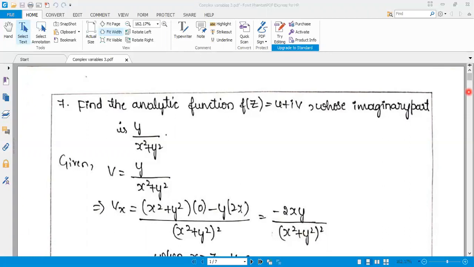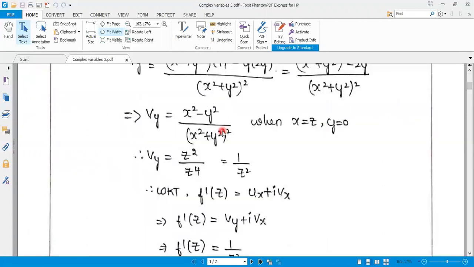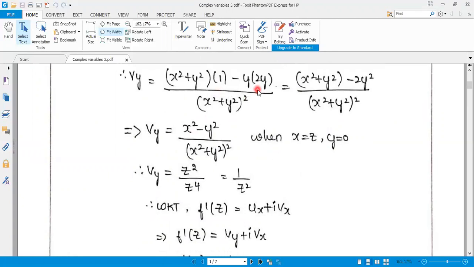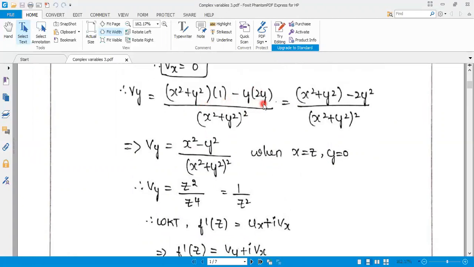Now similarly, differentiate v with respect to y partially by quotient rule. So denominator the whole square, denominator into differentiation of numerator minus numerator into differentiation of denominator. After simplification, we obtain x square minus y square divided by x square plus y square the whole square.